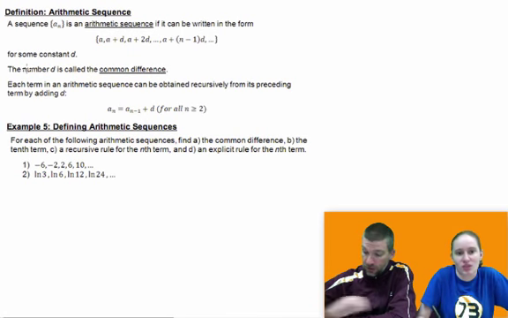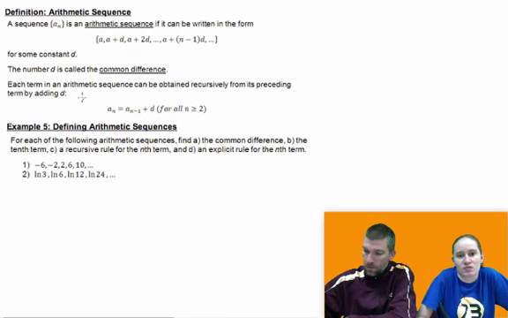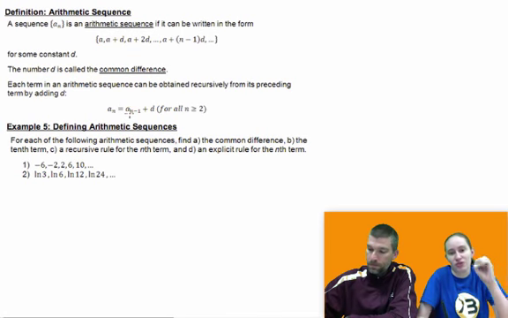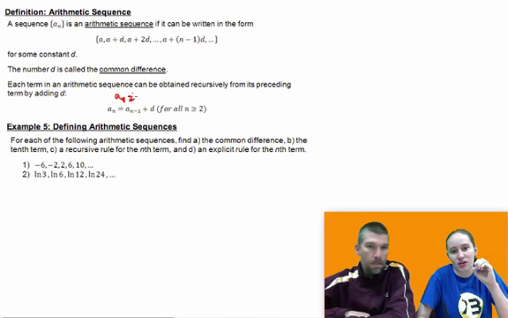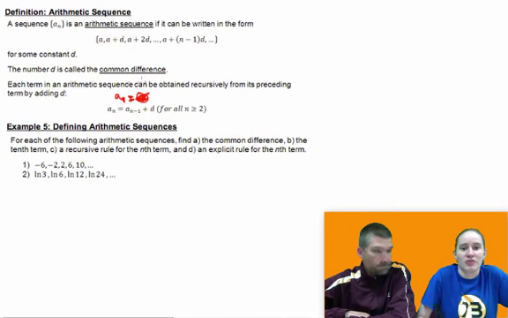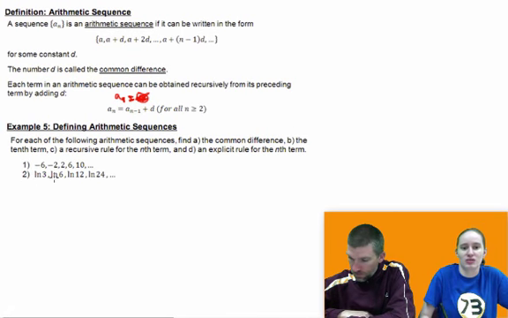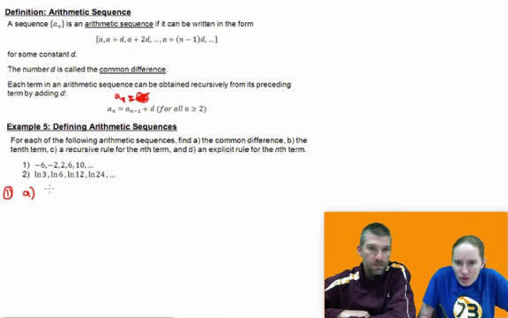We call that constant we're adding by the common difference, and anytime we have one of these, we can define it recursively by saying that it's a_n equals a_(n-1) plus whatever the common difference is. You'd have to know the first term, like a_1 equals something. We got to have a starter, and then you'd be able to find every other term after that. So this has 4 parts, and we're doing number 1. For part A, we want to find the common difference.